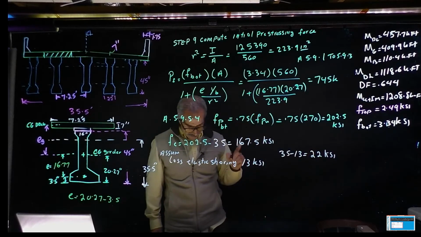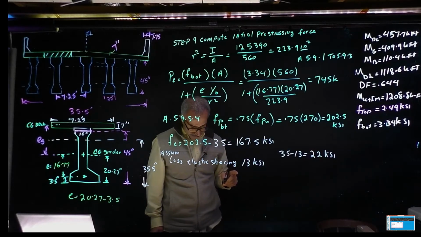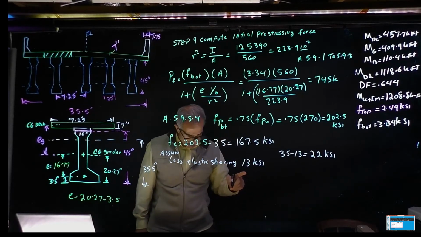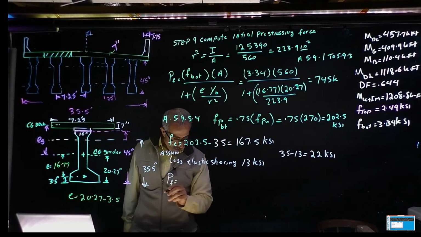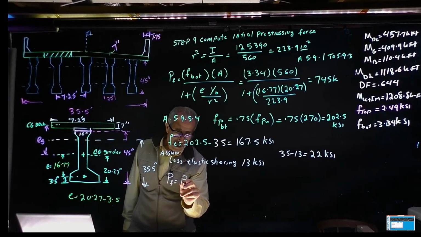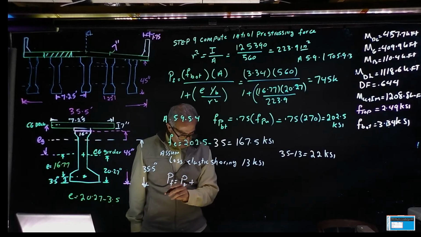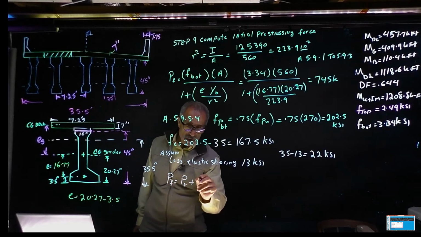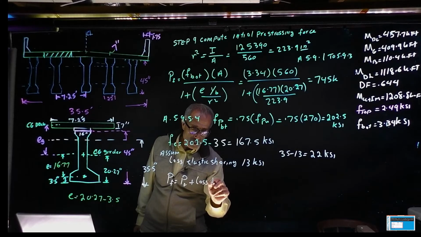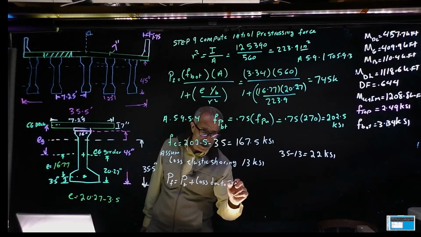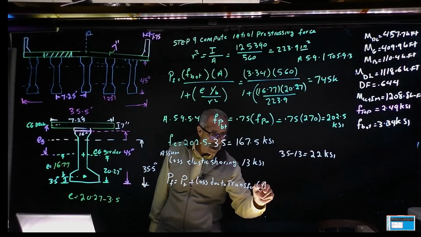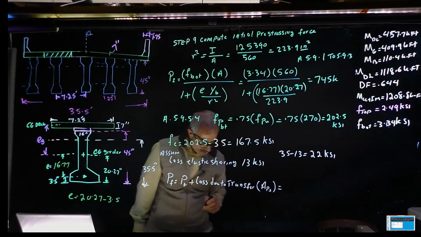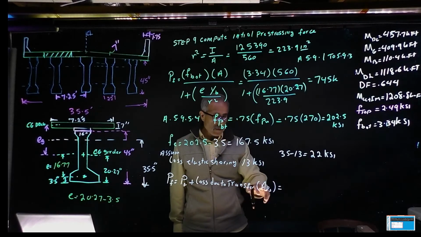So now we're going to have that, and we're going to say our P_F comes out to P_F plus loss due to transfer, multiply that by the area, and that comes out to, we didn't calculate the area, so let's calculate the area first.